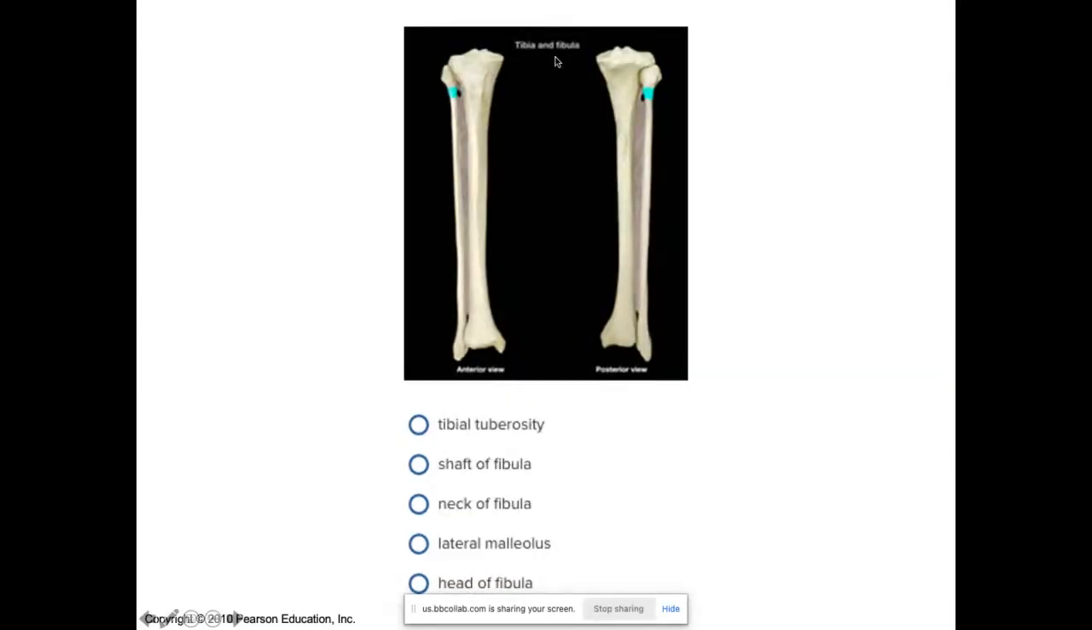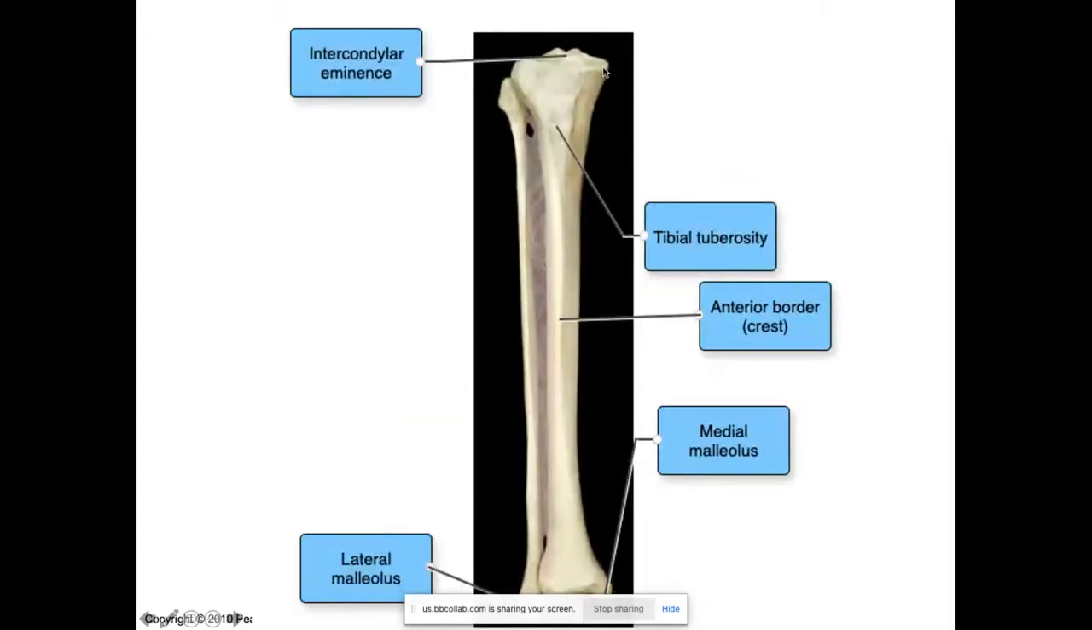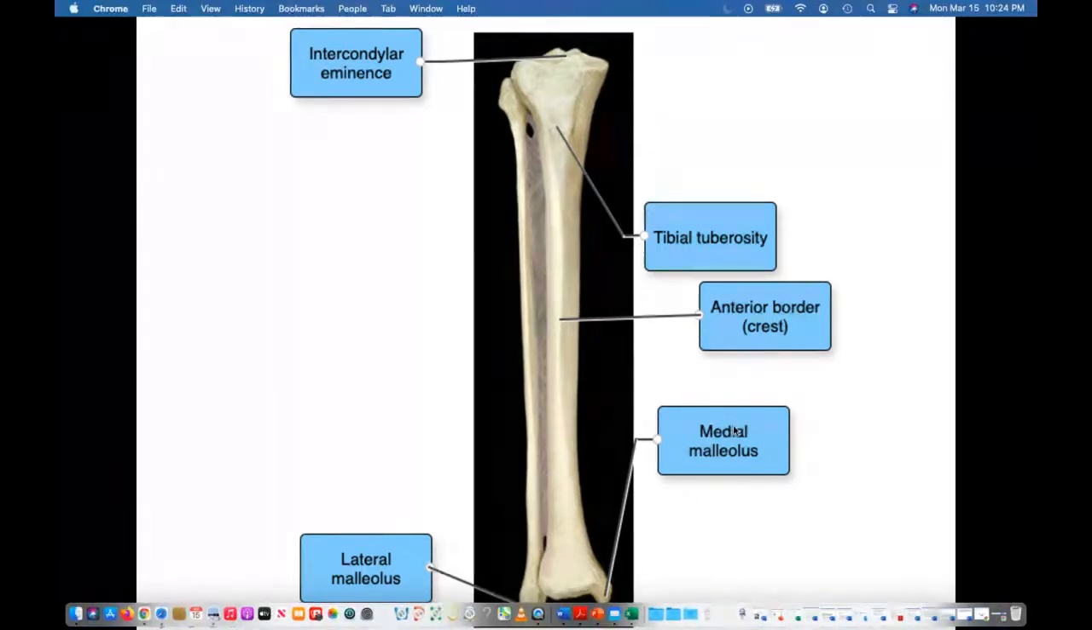Okay, now we're looking at the tibia and the fibula because it tells us that. It says anterior view and posterior view. And now it wants to know what the highlighted segment is. Well, if the top of it is the head of the fibula, what would be just below the head? It would have to be the neck of the fibula. What do we have here that's labeled? We have the medial malleolus here. We have a lateral malleolus.